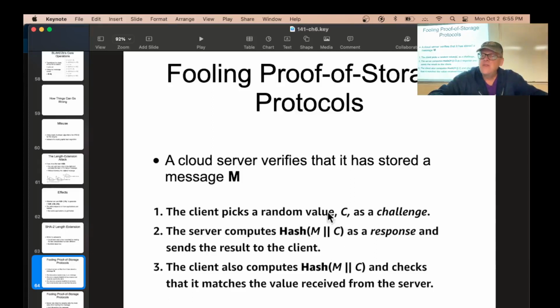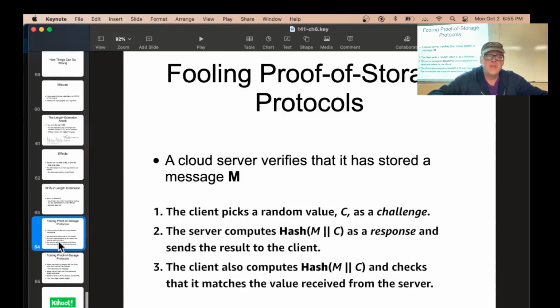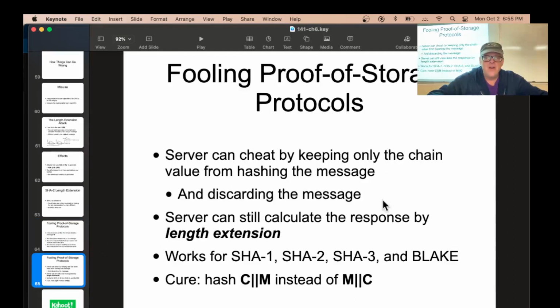So this is a logical thing you might do with a hash function, prove you have the file, but it doesn't in fact work. And you can see how this would also affect challenge login systems and such. That's the problem. So that's one of the many flaws about length extension.